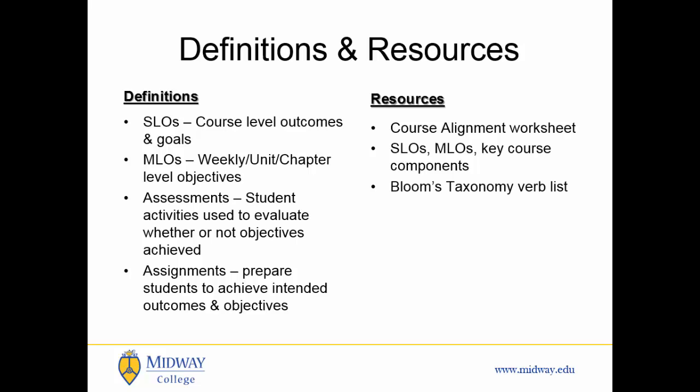Assessments are the tasks completed by the student that will reveal whether or not the student has learned the objective. And the assignments are the activities completed by the students that will prepare them to achieve the intended learning objectives and outcomes. To help you work through your course alignment, you will be using the alignment worksheet, the key course components such as your SLOs, MLOs, assessments, and assignments, and the Bloom's taxonomy verb list.